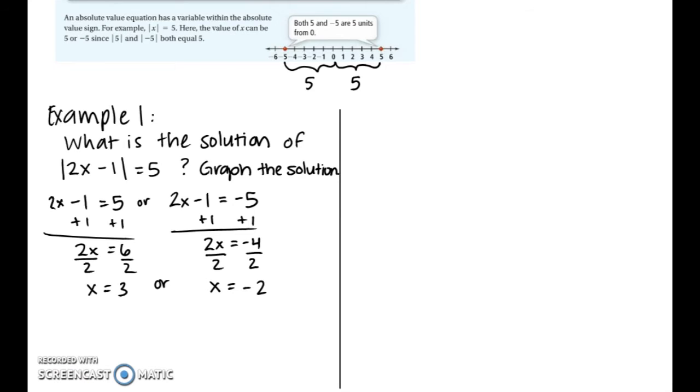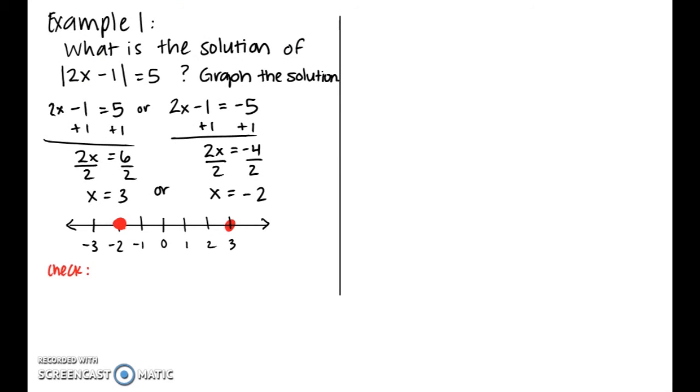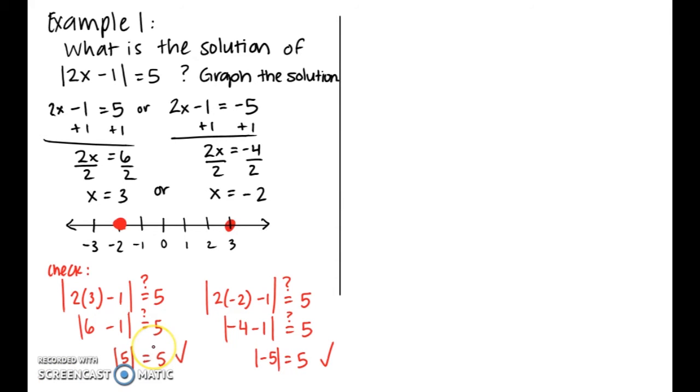Now we're going to graph that. So make a number line and put a point at negative 2 and 3. And we are having closed circles because we are including those values. And now the checking process. I think you're used to this from previous problems. What you do is you take the answers, 3 and negative 2, and you separately input them into the original absolute value equation. So we're going to see if |2 times 3 - 1| is equal to 5. We find out that the left side works, 5 equals 5, and also the right side works, 5 equals 5. So that means that 3 and negative 2 are valid solutions for this absolute value equation.